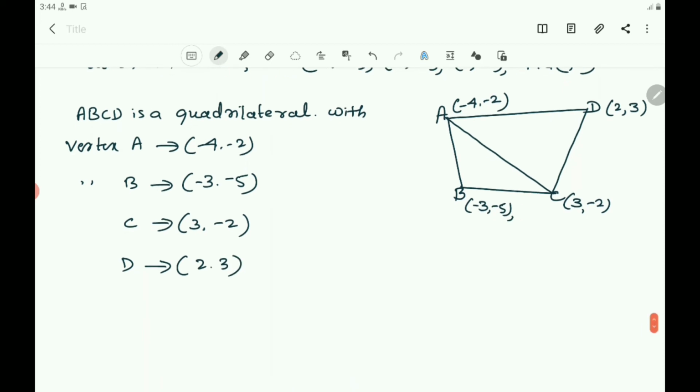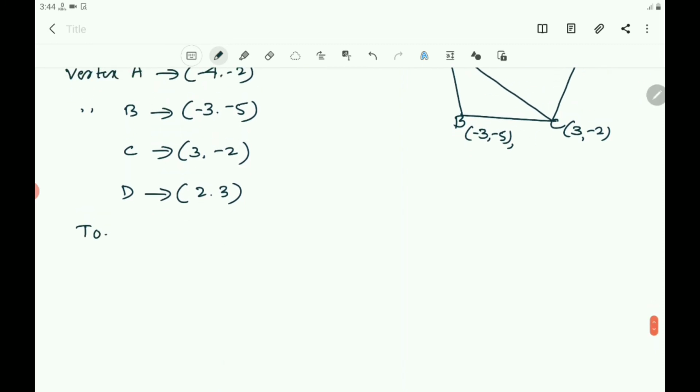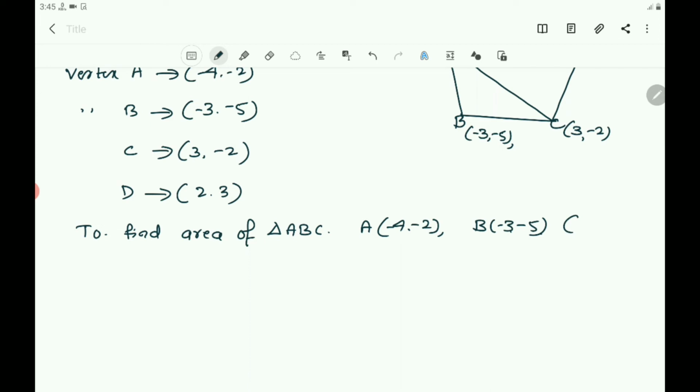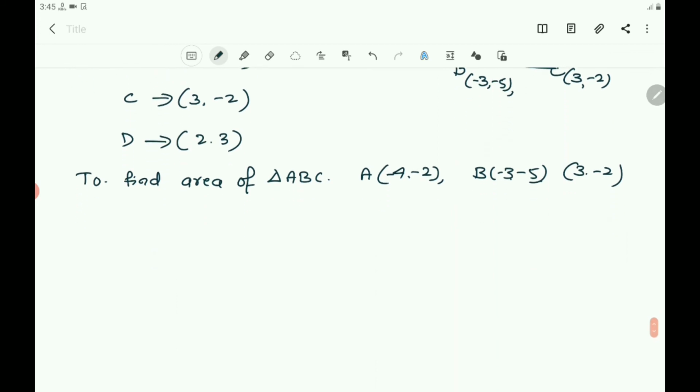Now first you find the area of the triangle ABC. To find the area of triangle ABC, we have A of vertex -4, -2, B of vertex -3, -5 and C of vertex 3, -2. Now write the formula for the area of the triangle whose coordinates are given here.